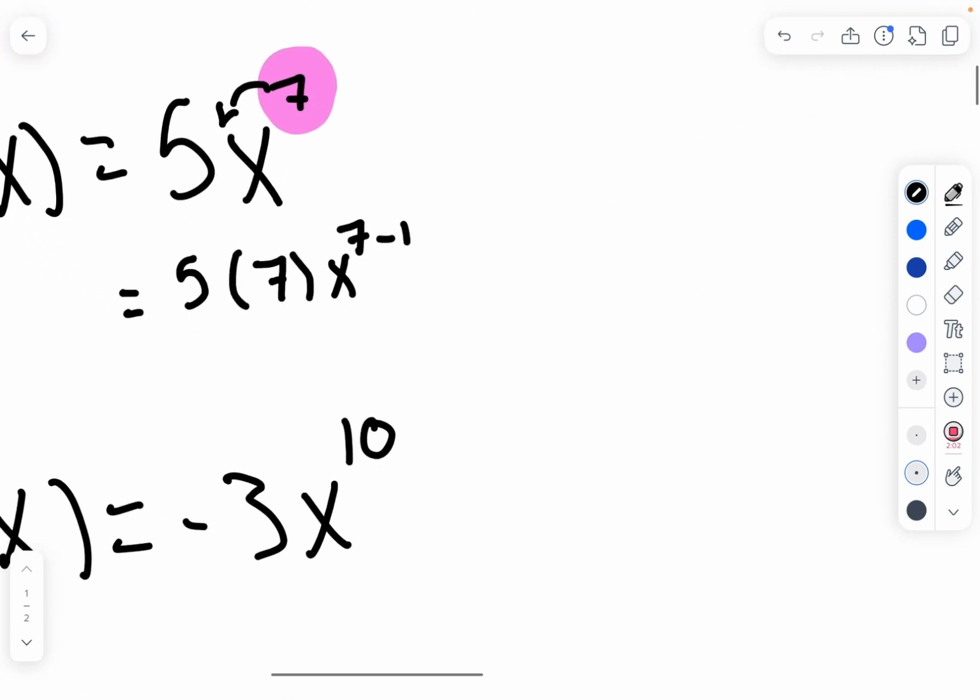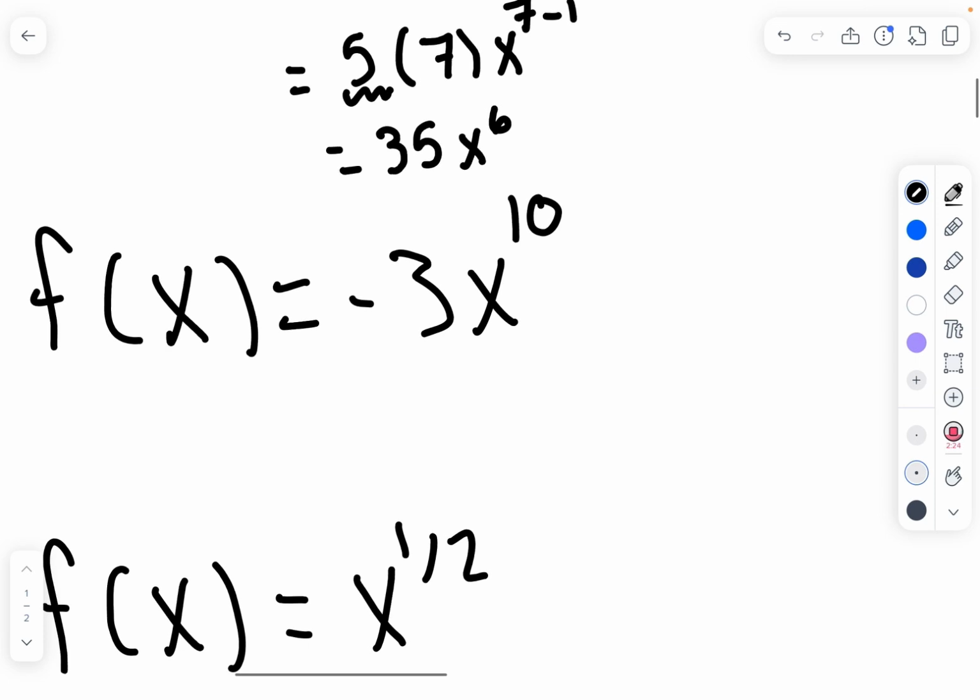So what are we supposed to do with this 5 out here? We're going to multiply that 5 in with the 7. So 5 times 7 is 35. And then we have x to the power of 7 minus 1, which is 6. So our final answer is 35 times x to the power of 6. Okay, let's try another example.